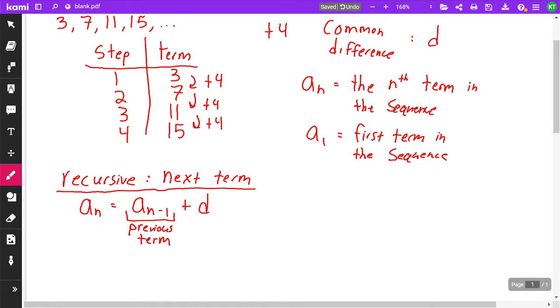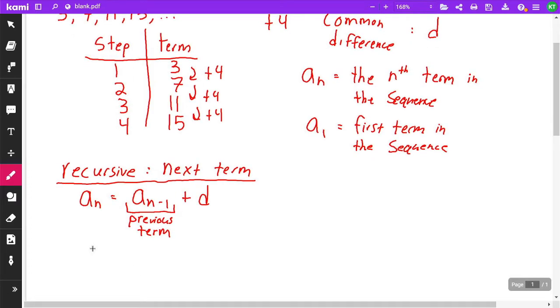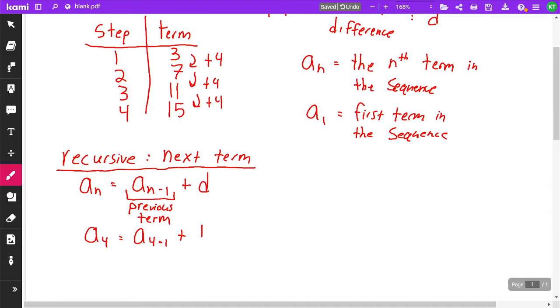So let's say we're trying to find the fourth term in our sequence. The fourth term in our sequence we know from our table is going to be 15. Well, let's say we only know our third term. So let's say we're trying to find a sub 4. So it would be putting in 4 for n. We'd do a sub 4 minus 1 plus our common difference. Our common difference, which we saw above, is going to be 4, so positive 4. Now, let's think about this. The previous term, it's the one before that. So before the fourth term, again, we don't know the fourth term yet. We know the third term. It's going to be 11.